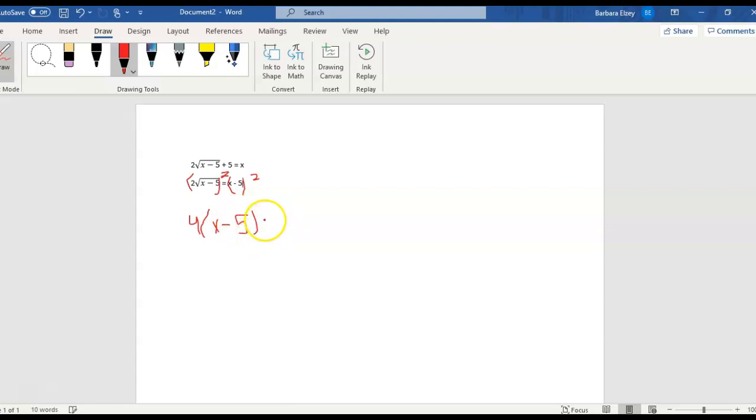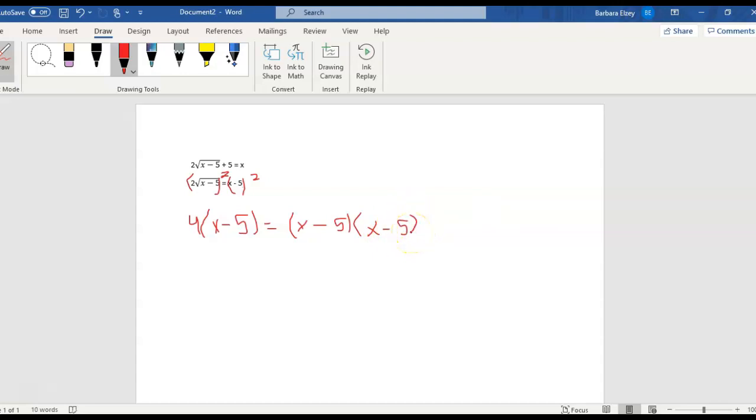And then on the right side, we have to write out what x minus 5 squared means. Well, it means that we're going to multiply x minus 5 times itself. And my home computer is a little slower in trying to write.